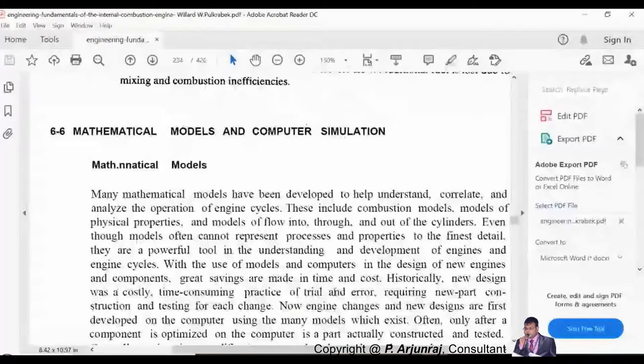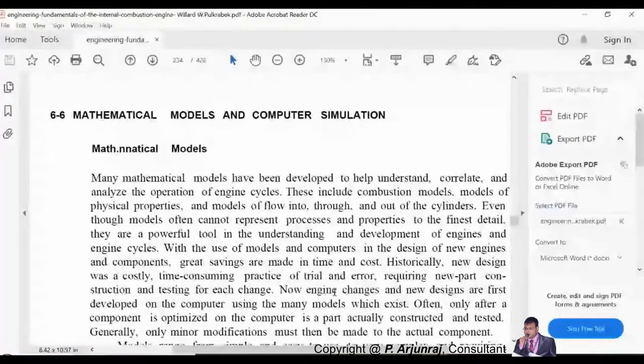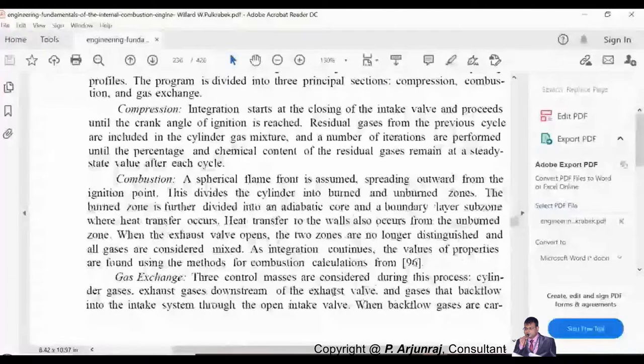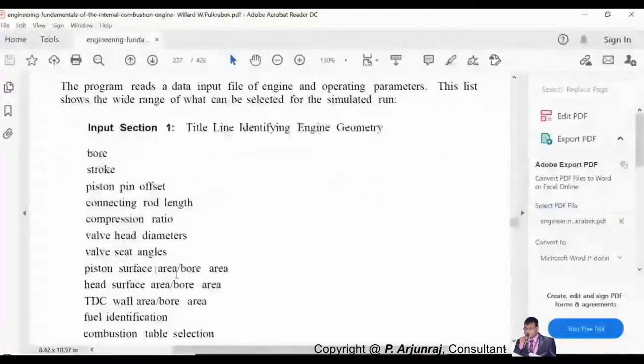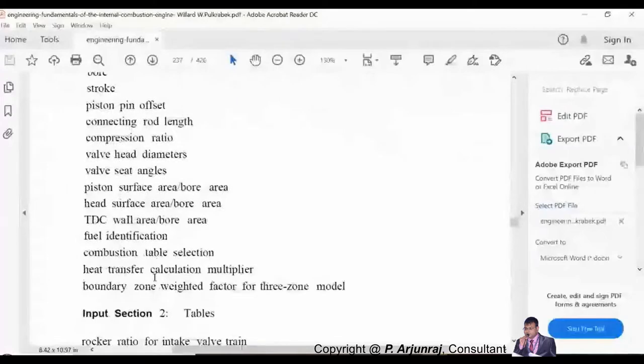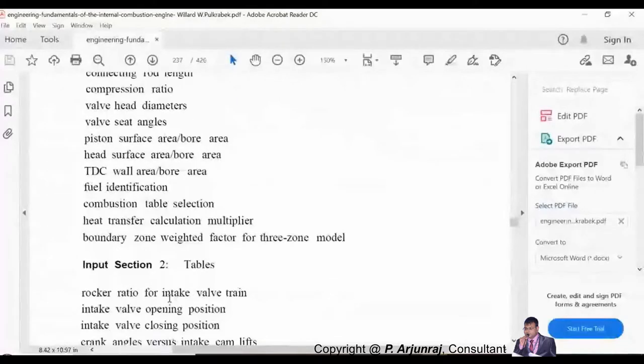You can also do the simulation using your system, basically the mathematical model. So you need to give some inputs for this, and we will see what those inputs are. You need to consider the engine bore, stroke, piston pin offset, connecting rod length, compression ratio, valve diameters, angles, TDC values. You need to give all this as input.